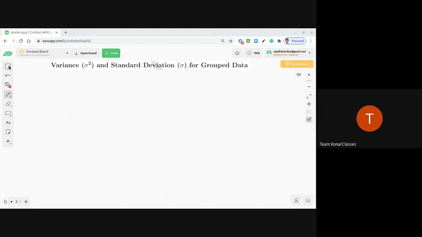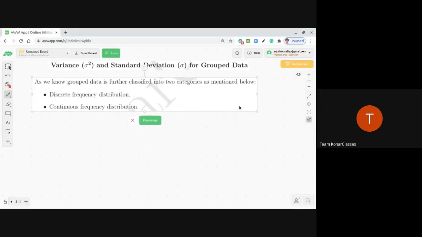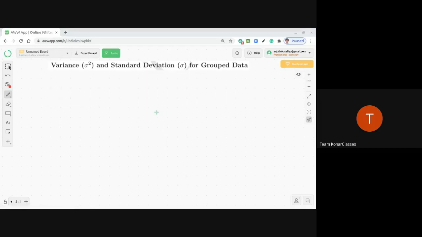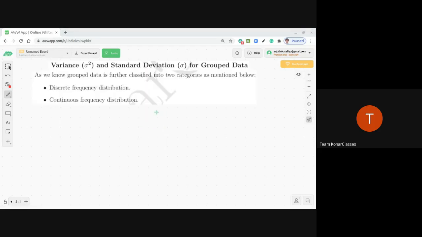So now, as we know, the grouped data is further classified into two categories. One is the discrete frequency distribution, and another one is the continuous frequency distribution. So how do we compute the variance and standard deviation for discrete frequency distribution? The way we can compute for the discrete frequency distribution is something like this.